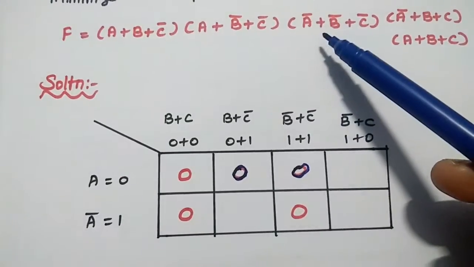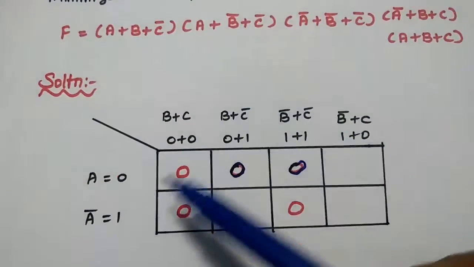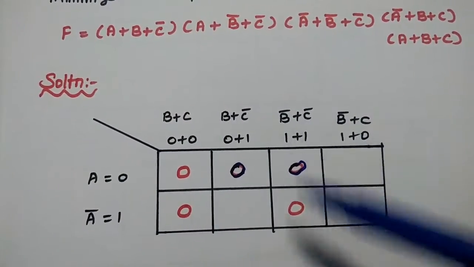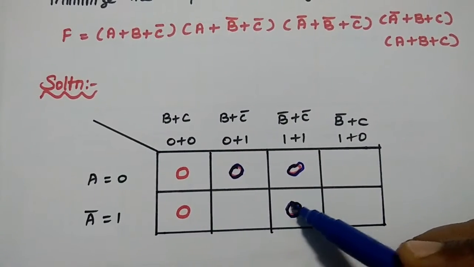The next one is A bar plus B bar plus C bar. So this is the second row. B bar plus C bar means third column. So second row, third column.